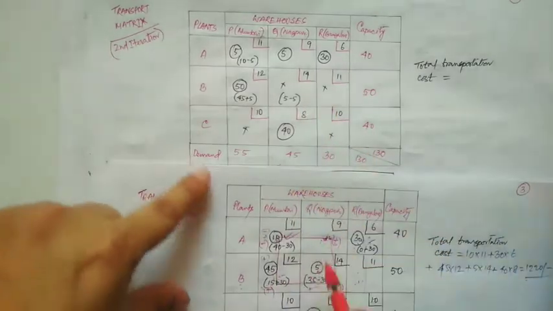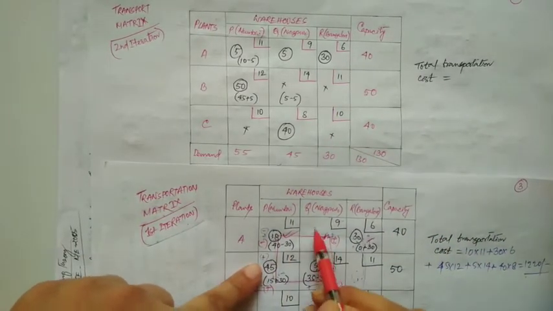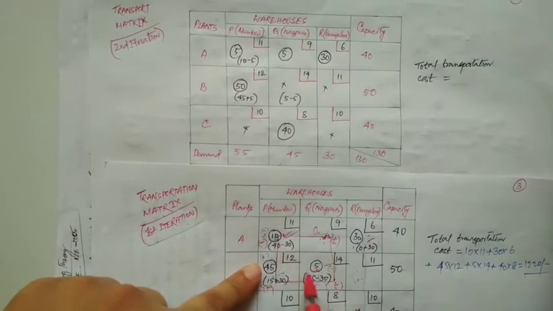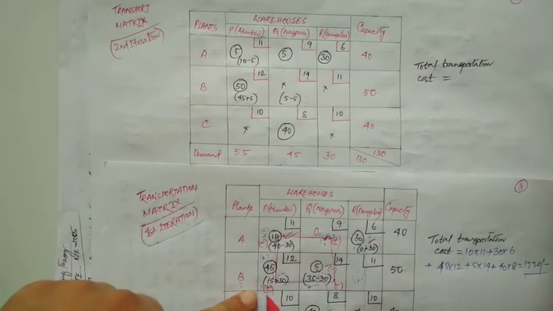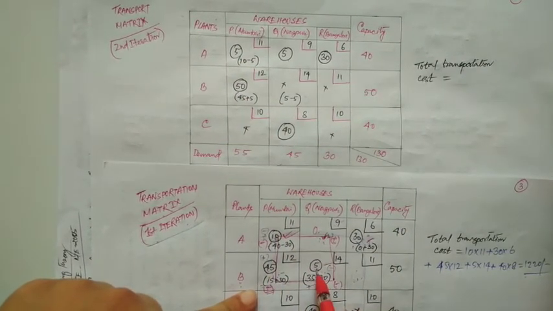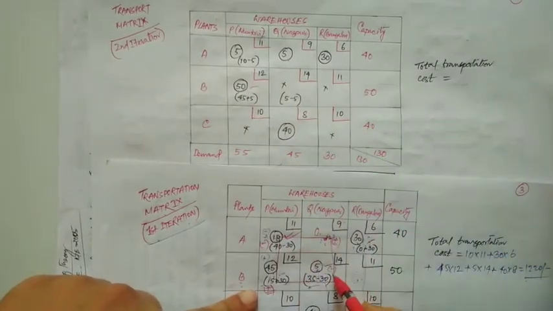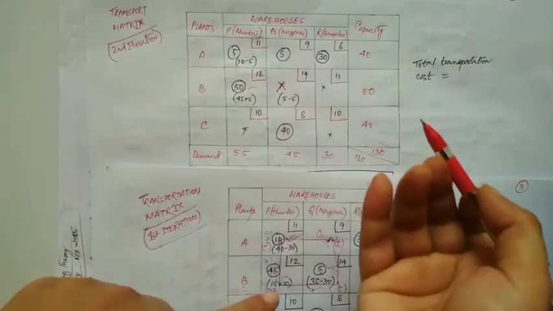So if you can see, look, this is non-allocated, 0. So 5 plus 0 gives you 5. Now this is 10. 10 minus 5 gives you 5. And this is plus, so 45 plus 5 gives you 50, and this is 5, and this is a negatively allocated cell, so 5 minus 5 gives you 0 only.